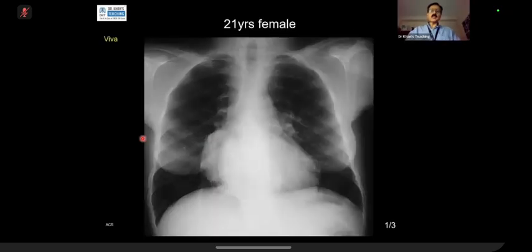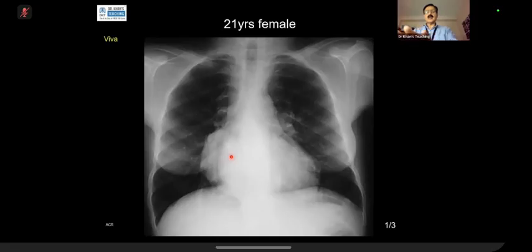Now, the findings here are that on this PA view, there is paravertebral soft tissue, and on this side there is a round retrocardiac paravertebral soft tissue. The candidate well picked up, if you see the ribs, compare this rib with this rib, you will agree, though the exposure is not very good, there is expansion of the ribs. With this finding, your mind should immediately go to extramedullary hematopoiesis.